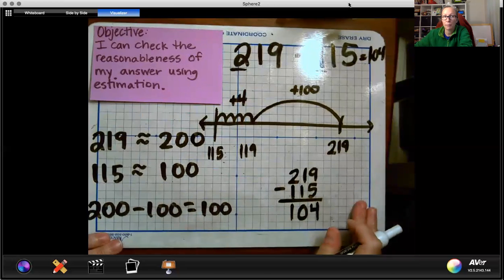Boys and girls, these are some examples of ways that you can check the reasonableness of an answer in addition and subtraction using estimation.